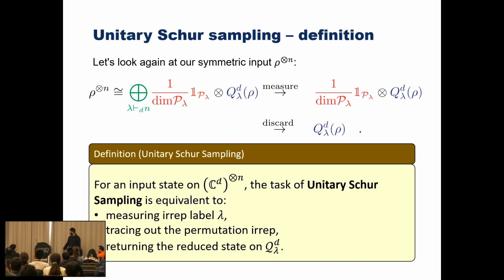It is the task equivalent to performing the Schur transform, measuring lambda, tracing out the permutation irrep, and then returning the state on Q_lambda. And a minor but important detail here is that it's equivalent. That means while I can do unitary Schur sampling like this, it doesn't mean that it's the best way to do it.